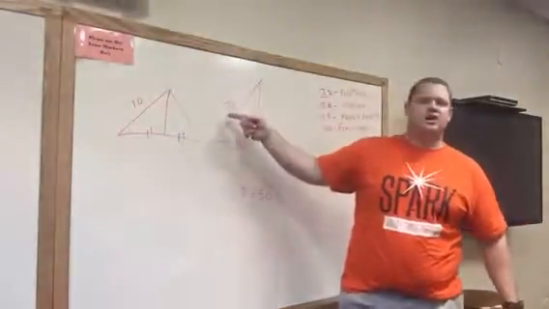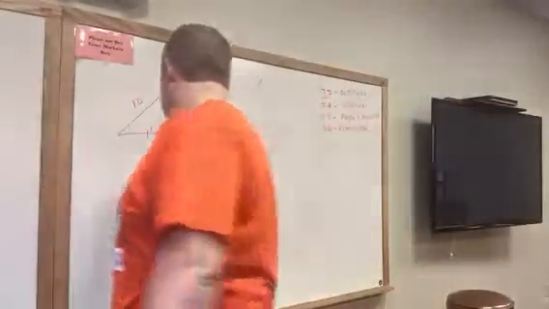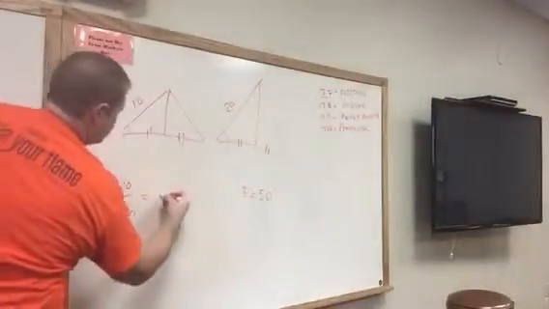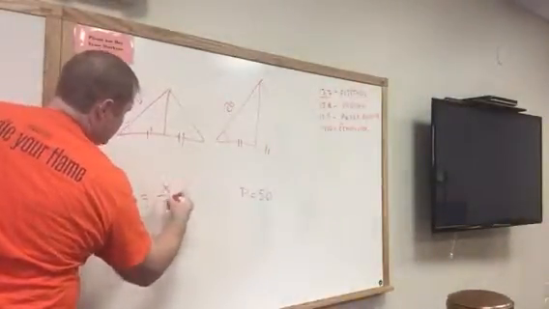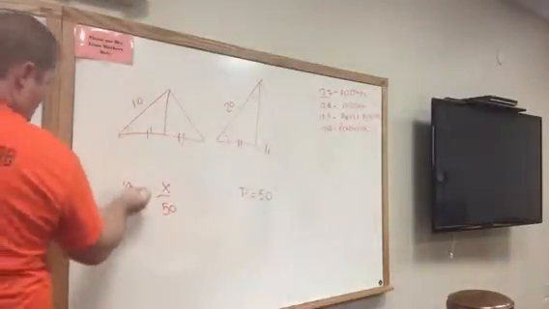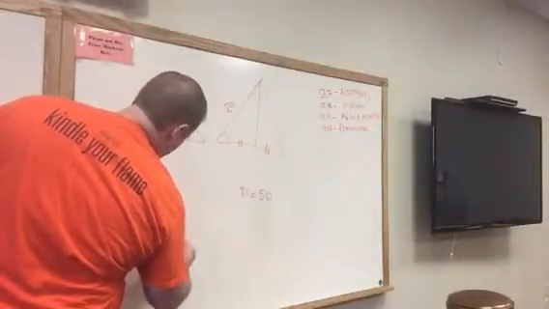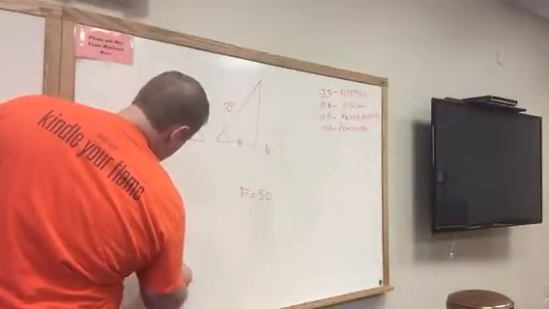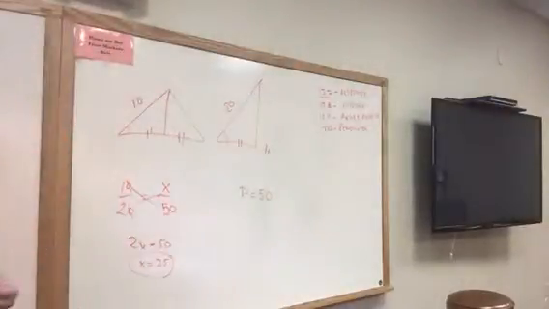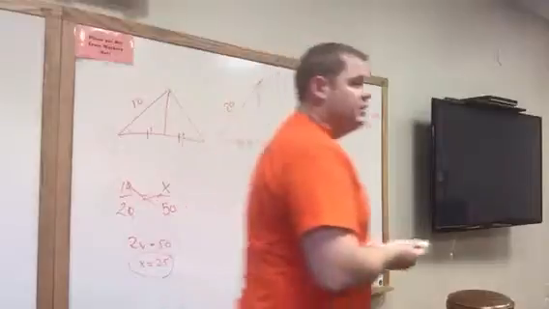What is our ratio? 10/20. And my perimeter is going to be what? X, because I'm looking for this perimeter, over what? 50. 2x equals 50, therefore what's my perimeter? 25. Everybody got it? So that's all you are doing.